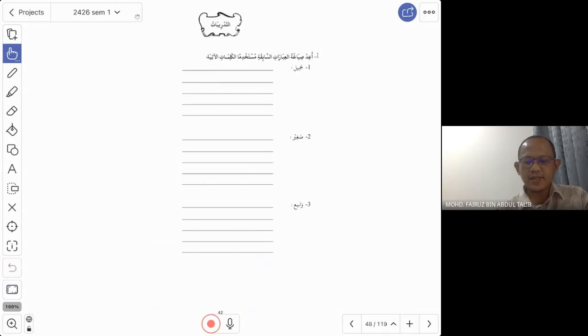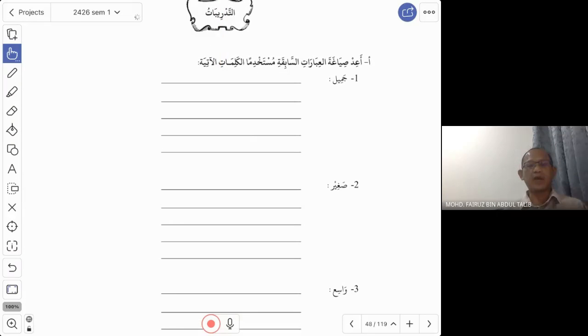Alright. Now let us go to the tadribat. At-tadribul awal. A'id siyaghatal ibaratis sabiqah. A'id bermakna redo. Or siyagha, rewrite. So siyagha is to write again or to say again. Siyagha al-ibaratis sabiqah, the previous ibarat, the previous sentences.